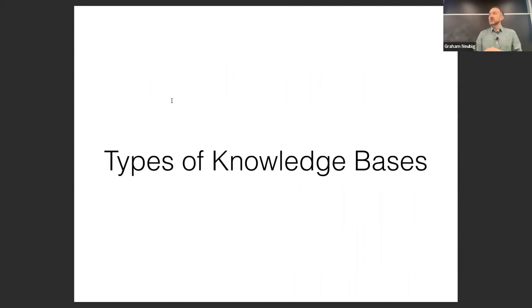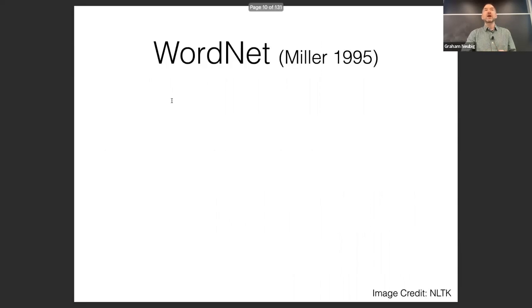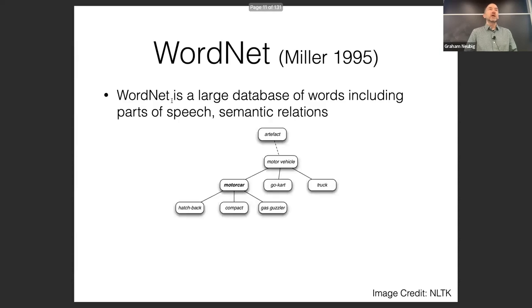So types of knowledge bases, this is just an introduction of some of the things that are out there. There's lots of different types of knowledge bases. One of the most famous, canonical ones that people used very profusely a long time ago and still use somewhat today is WordNet. And WordNet is essentially a large database of words, including parts of speech and semantic relations between them.